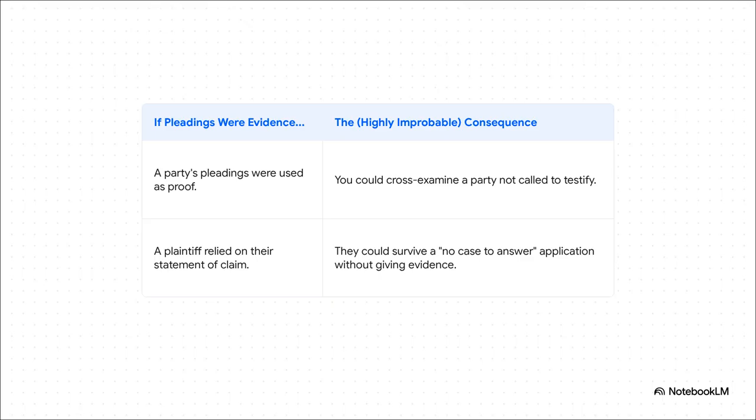You could, in theory, cross-examine a party who was never even called to testify. A plaintiff could rely on their statement of claim and survive a no-case-to-answer application without ever giving evidence in person. The consequences would be, well, totally absurd. And that's exactly why the rule is so firm.